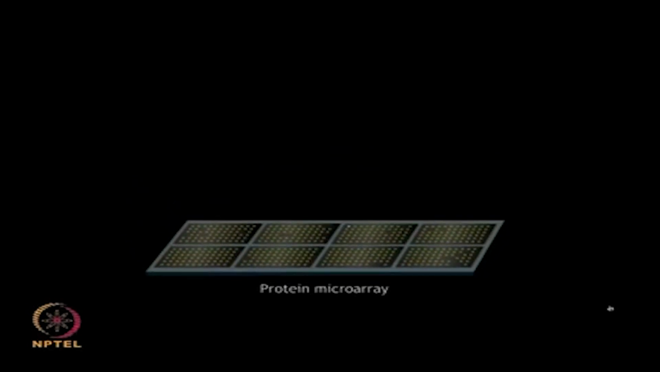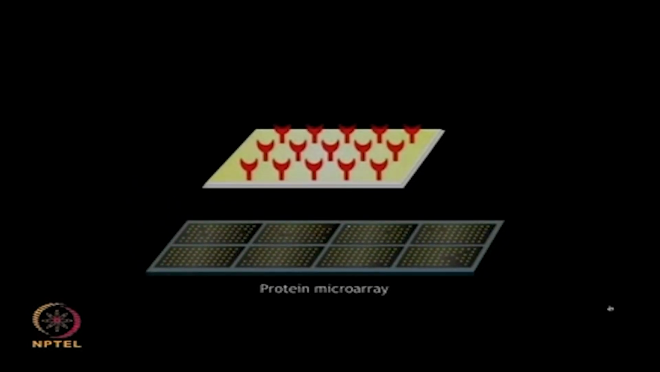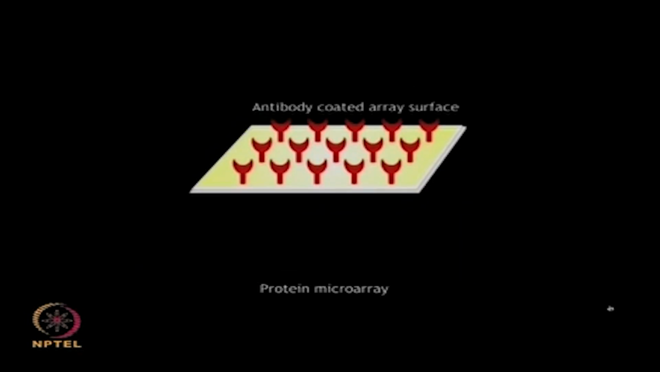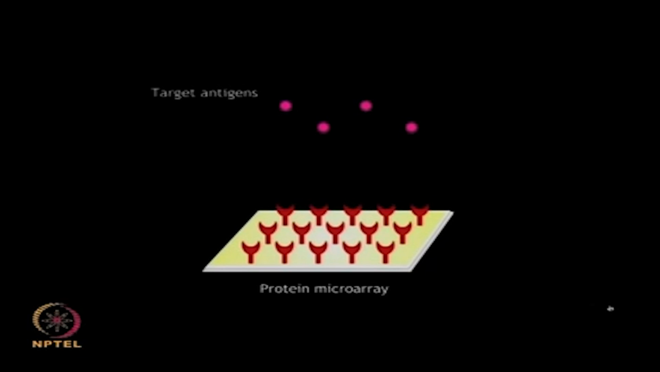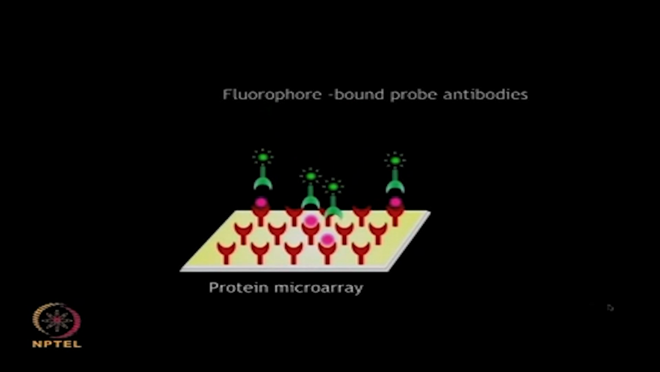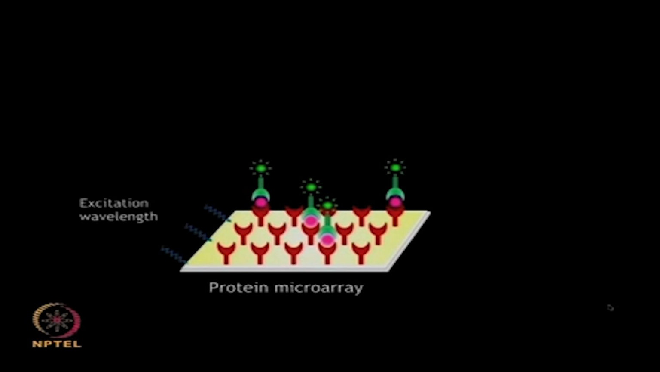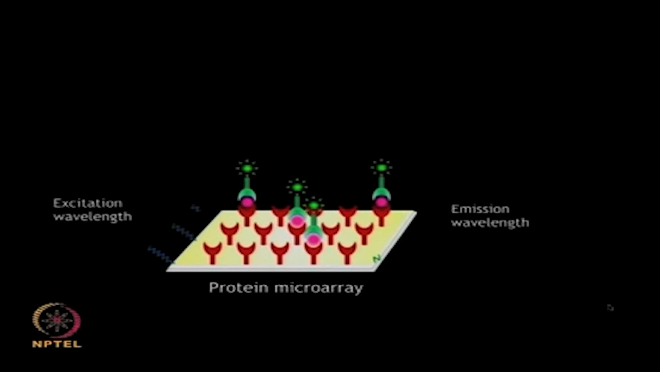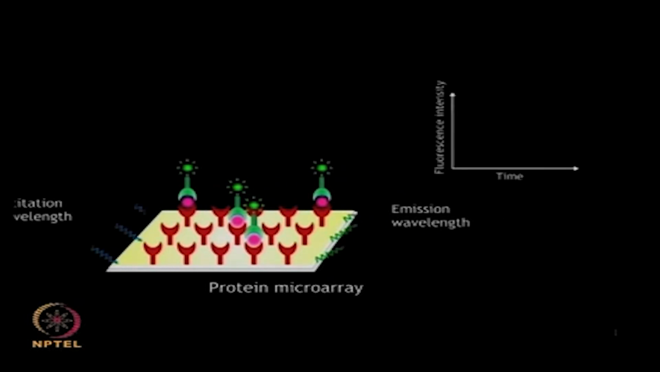The array surface is functionalized with probe antibody molecules specific for the target antigen of interest. The target antigens get bound to their primary antibodies on the array surface. Detection is carried out by means of fluorescent labeled secondary antibodies. The excess unbound secondary antibody is washed off and the fluorescence is measured by exciting the array with light of suitable wavelength.